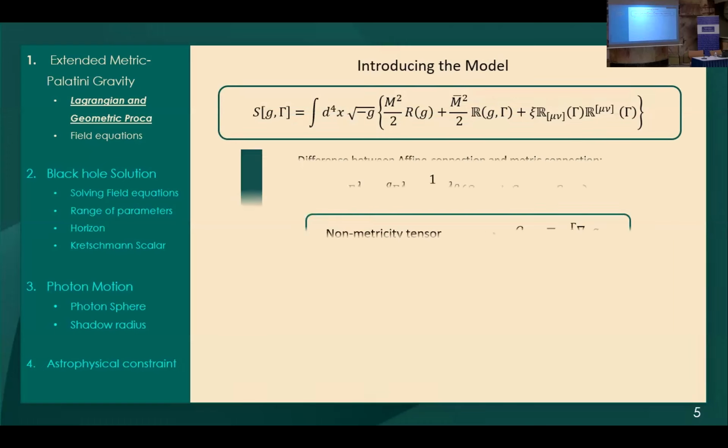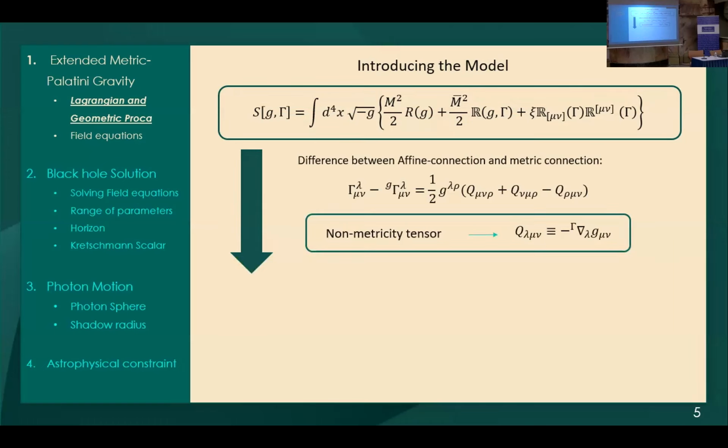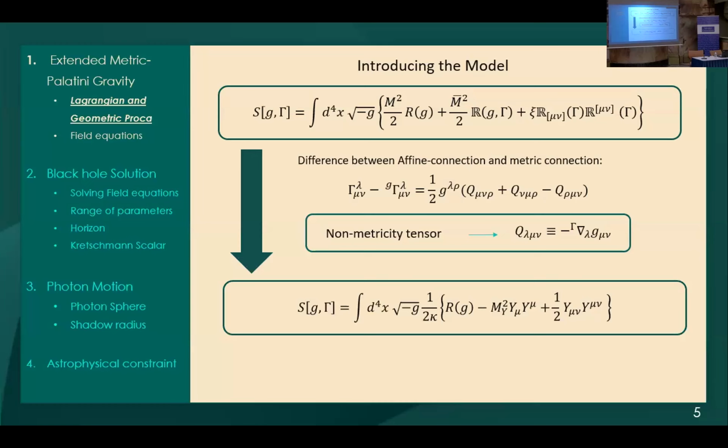So in this model, we consider the difference between the affine connection and the Levi-Civita connection, which is written in terms of the non-metricity tensor, and the non-metricity tensor is just the covariant derivative of the metric. Then we can rewrite this action in this form, where this is the metrical curvature, and Y mu we call the geometric Proca field, which comes from non-metricity. So this Y mu is just the non-metricity of the spacetime.